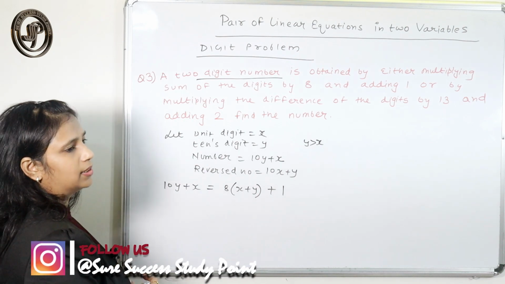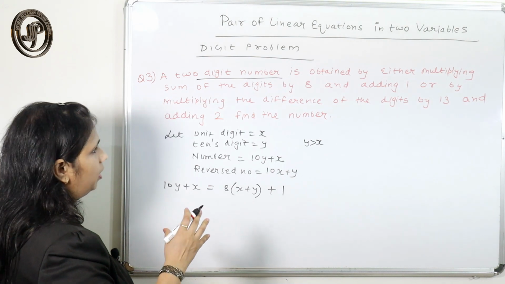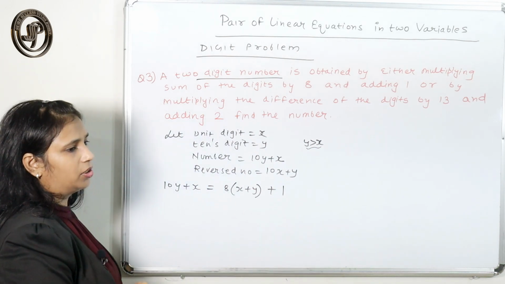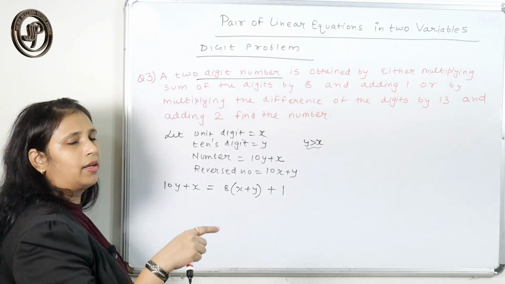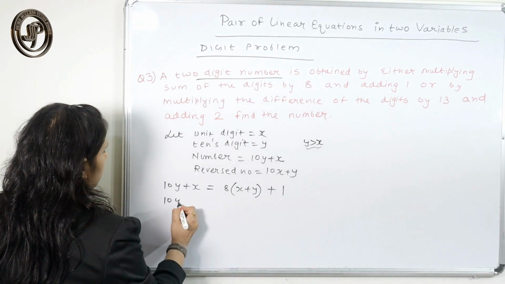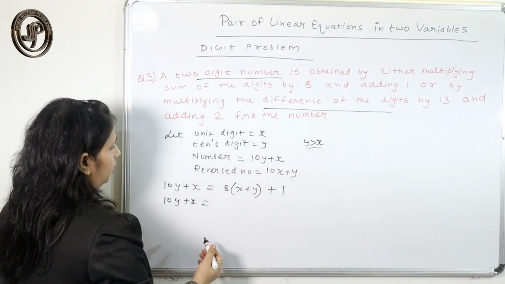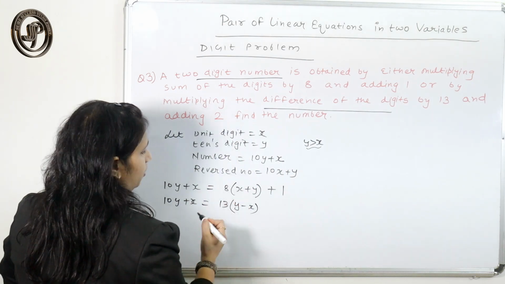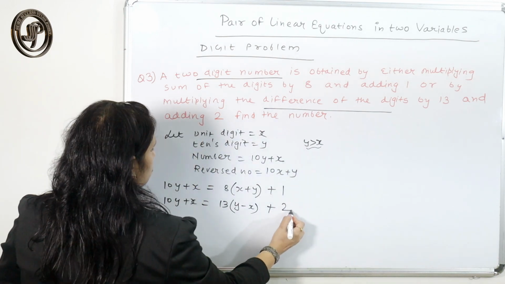Here I am considering that y is greater than x. You can do it by x is greater than y, but your values x and y should not be in fraction. So if you consider x is greater than y, maybe you will get x and y in fraction. That's why I am considering here y is greater than x. So the number is obtained by multiplying the difference of the digits by 13. Since y is greater than x, I should write y minus x, not x minus y, and adding 2.